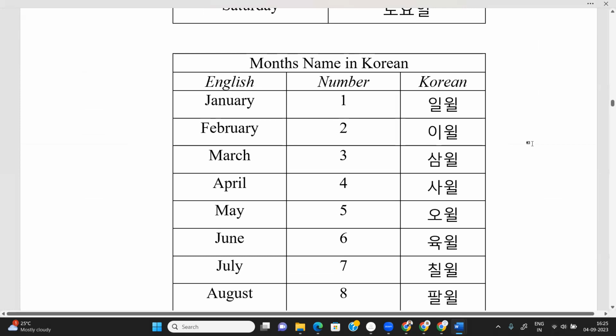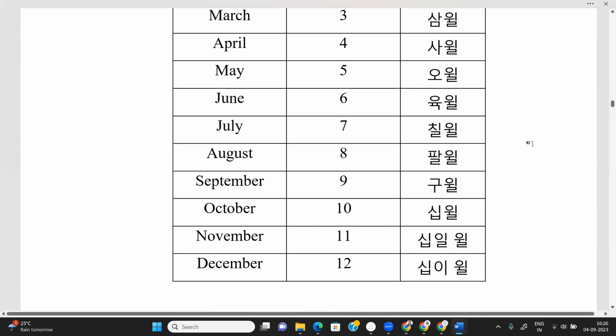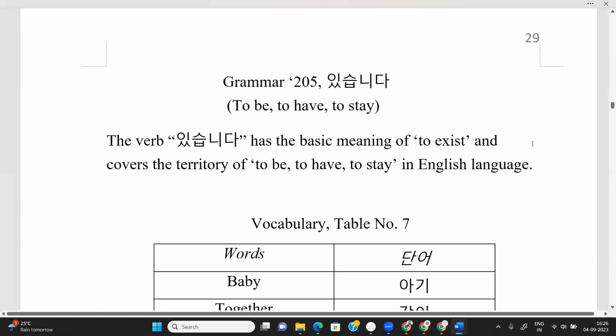Month names in Korean. English, number, Korean. January, 일월. February, 이월. March, 3월. April, 4월. May, 5월. June, 6월. July, 7월. August, 8월. September, 9월. October, 10월. November, 11월. December, 12월. Next.